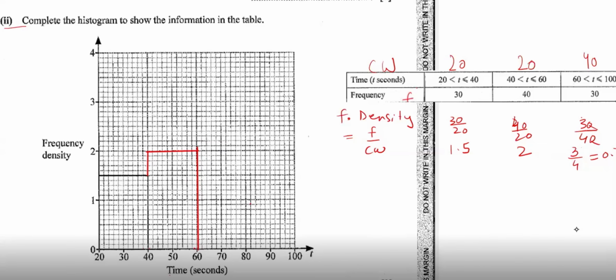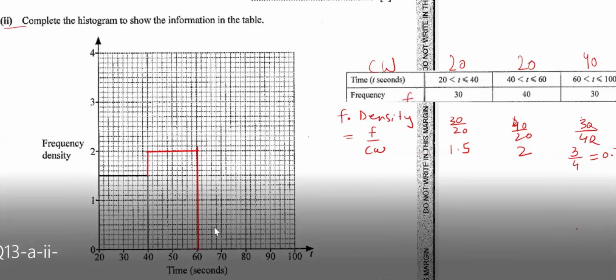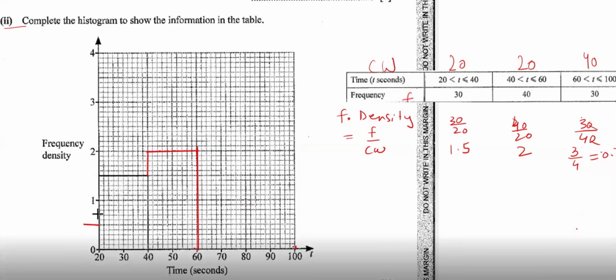For the interval 40 to 60. Next, we will draw the bar of interval 60 to 100. And for this 60 to 100, the height here is 0.75. Look here, this position is 0.5, and the middle of 0.5 and 1 is 0.75. Therefore, we will draw the bar of height 0.75 for the interval 60 to 100. And this is the histogram, and hence the histogram is completed. And we will move to the next part of the question.